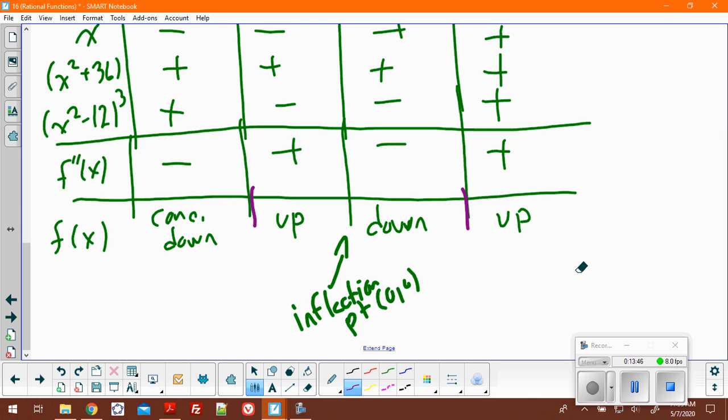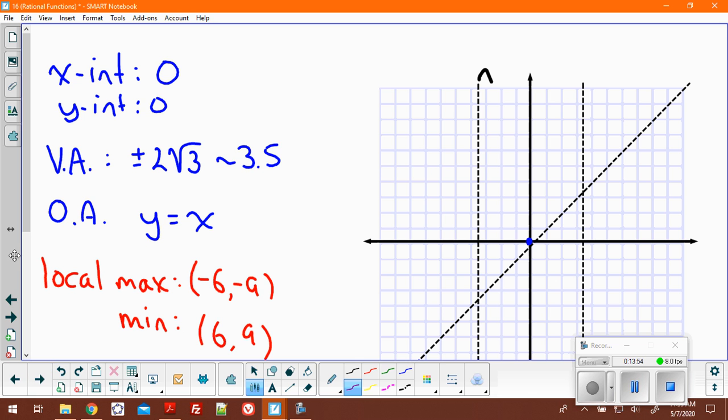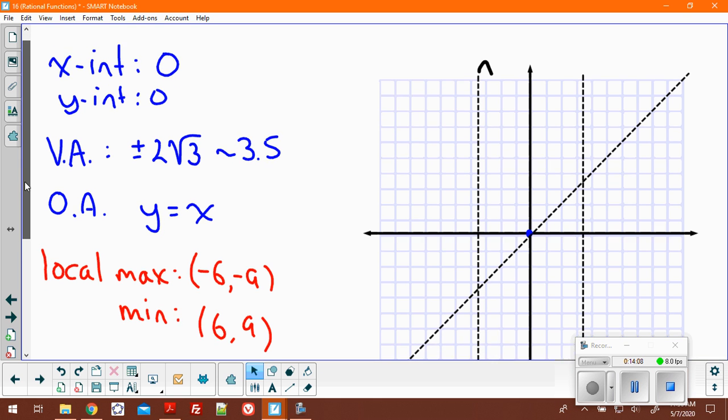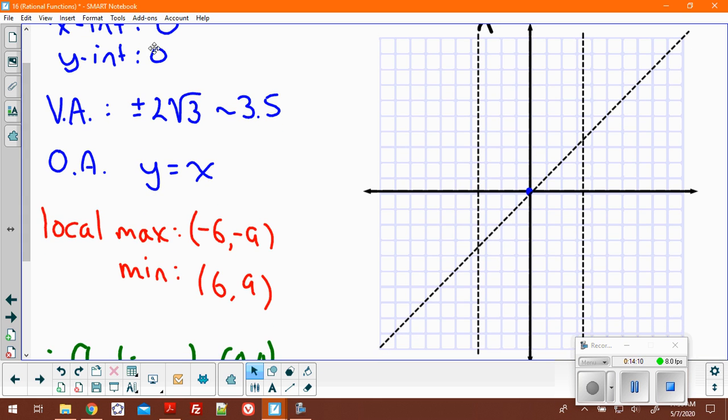So now that I have all that information, there's a lot of stuff there, we can put it together into a graph. So I've pre-drawn the asymptotes, which are at about 3.5, positive and negative, and my oblique asymptote, which I should move up a tiny bit there. I had a root at 0 and 0, which is right here.